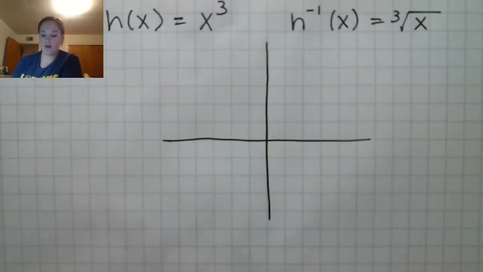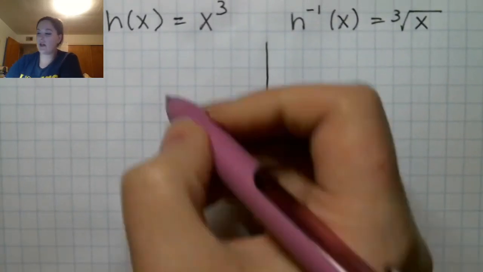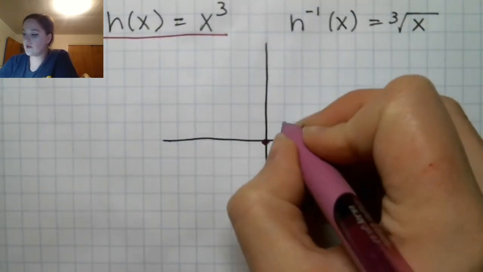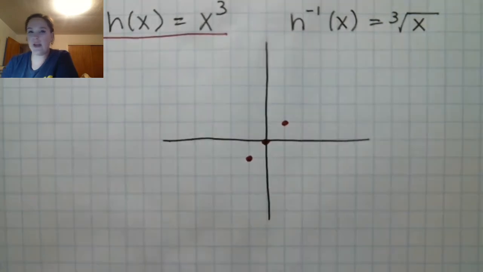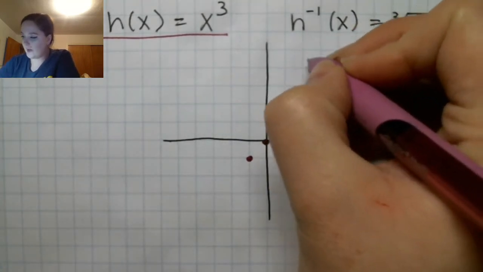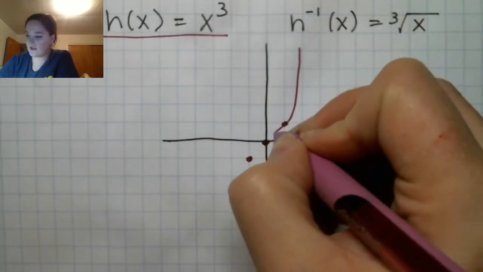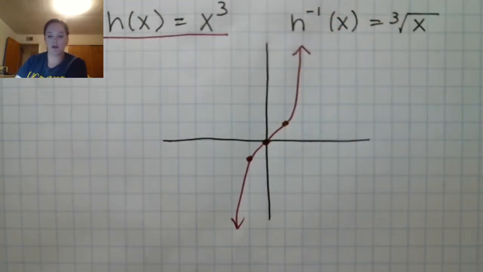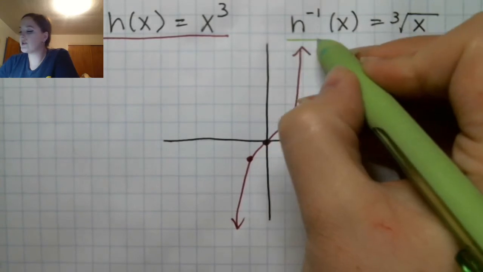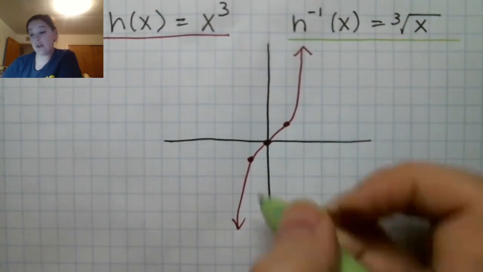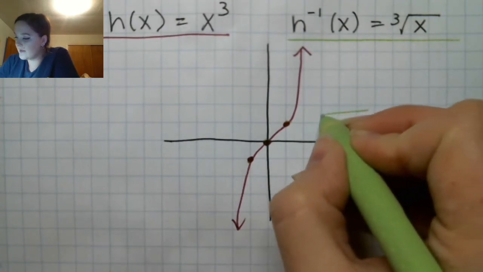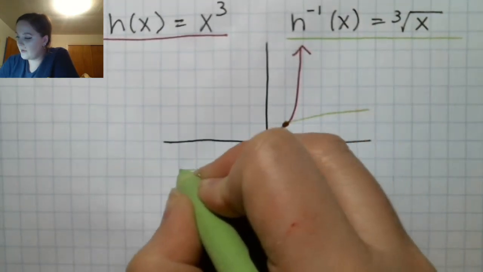All right, so we're going to sketch the original graph. My key points are 0, 0, 1, 1, and -1, -1, and my graph has this characteristic S shape like this. Then I'm going to graph my inverse function, which has the same key points and has this distinctive shape.